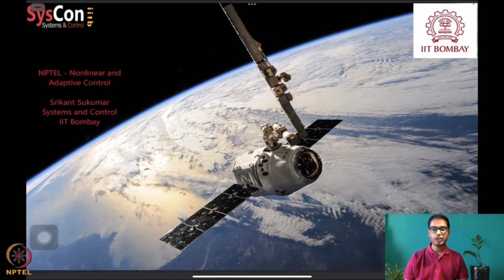So we are well into the 7th week of our course, and we have this very nice and interesting background image of this satellite from SpaceX orbiting the Earth. And we are well underway into learning how to design algorithms that will drive systems such as these.